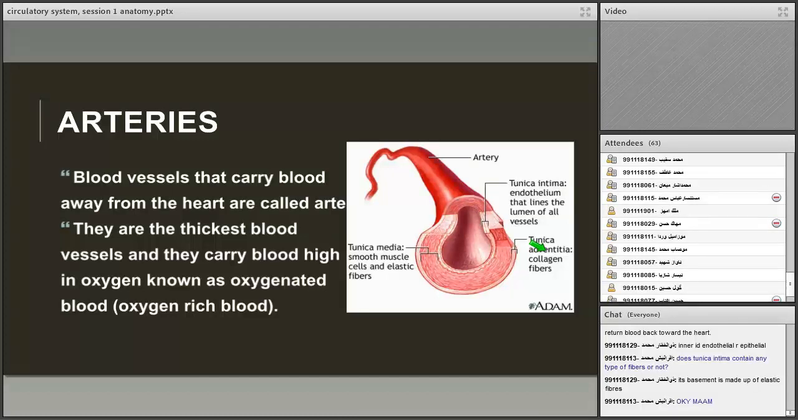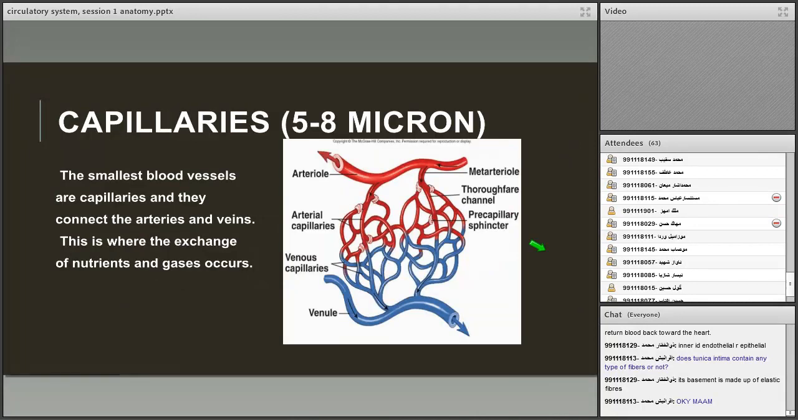Yes, the elastic fibers are on the basement of the endothelial cells. We said that these arteries are the thickest blood vessels. They carry blood high in oxygen, known as oxygenated blood, the oxygen-rich blood. The next kind of vessels were capillaries.